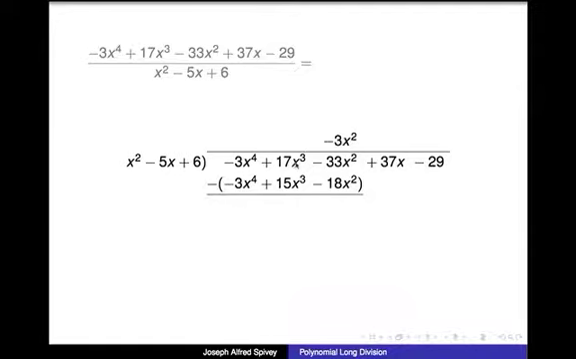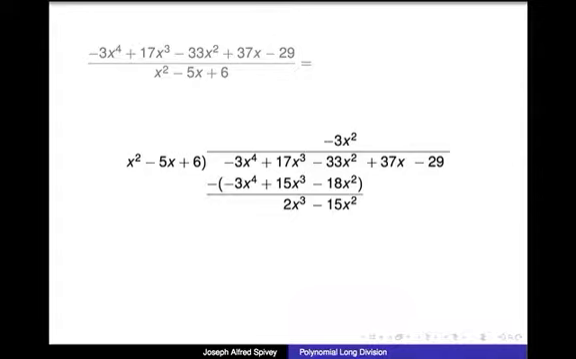Next, I'll take 17x cubed and subtract 15x cubed. 17 minus 15 is 2x cubed. And finally, I want to take my negative 33x squared and subtract 18x squared. Here I could think about taking this negative and distributing it over here. A negative 18x squared is the same thing as plus 18x squared. So this is saying negative 33x squared plus 18x squared. That is negative 15x squared.